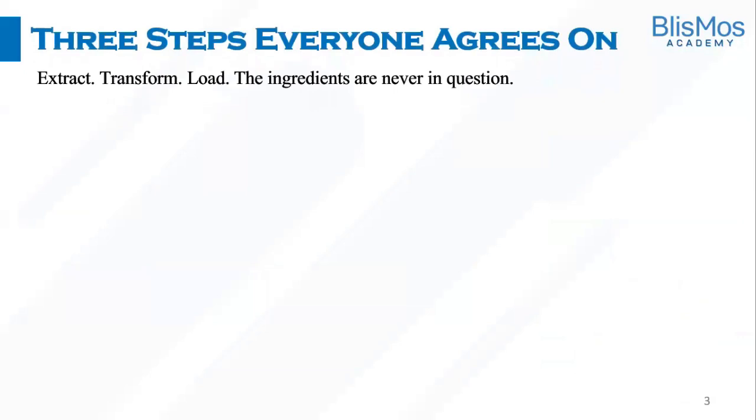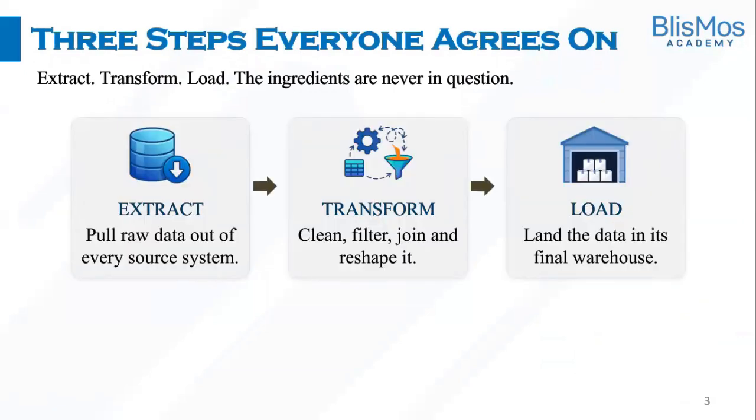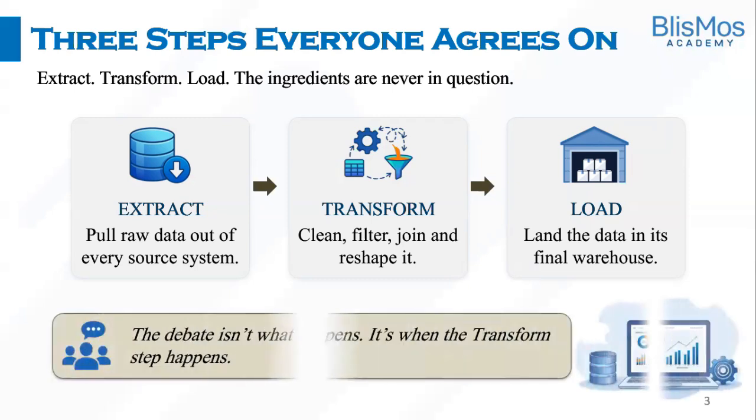So let's dive into the three common steps. As we all know, whether it's ETL or ELT, every pipeline has three stages. First, extract the data from different sources. Second, transform the data by cleaning it and applying business rules. And finally, load the data into the final warehouse. The only difference between ETL and ELT is where this transformation step takes place. So let's explore one by one.